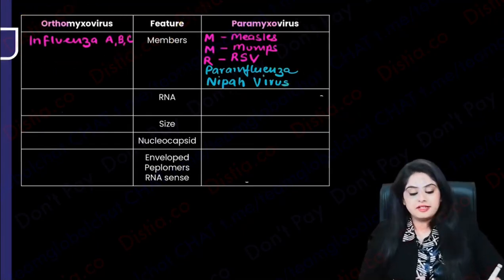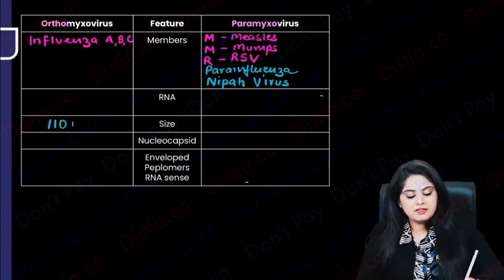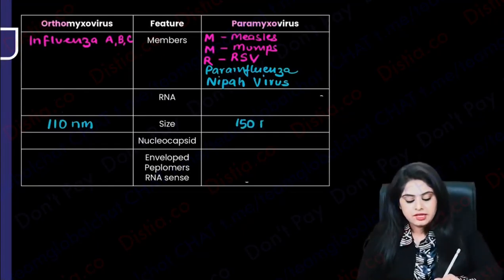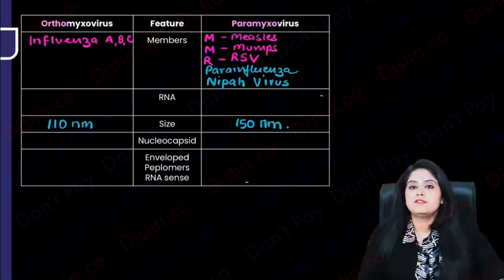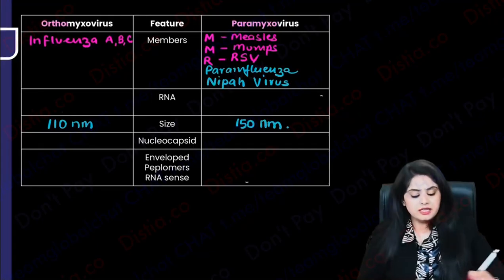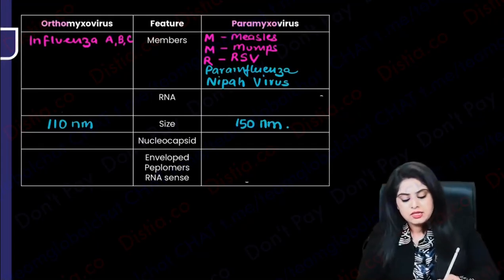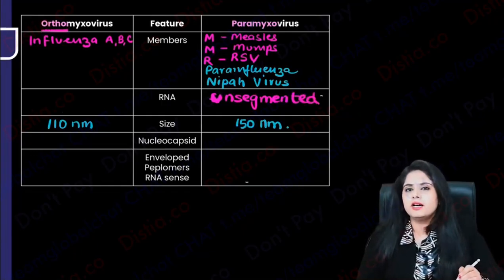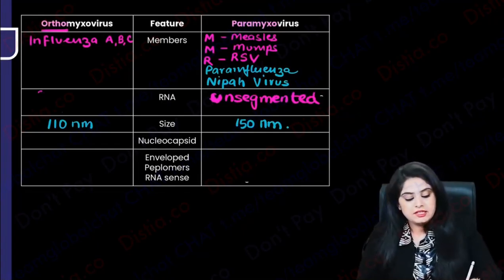Now talking about their size. The Orthomyxoviridae family, roughly 110 nanometers. Paramyxoviridae family, which is a lengthier family, I can see more organisms under it. So it has a larger size, that is 150 nanometers. Talking about the RNA, I think everyone remembers that all the RNA viruses are going to be unsegmented. That's the rule. All RNA viruses are unsegmented except, there was a mnemonic called BIRA. Remember, influenza virus is going to be segmented. It has a segmented genome. It was one of the exceptions.